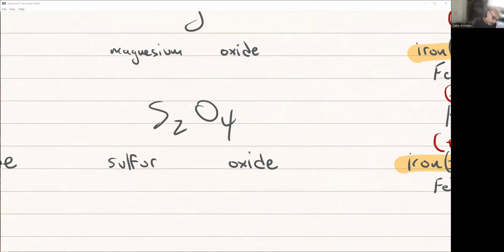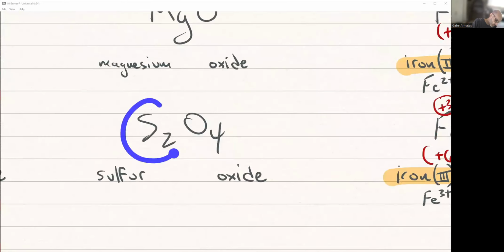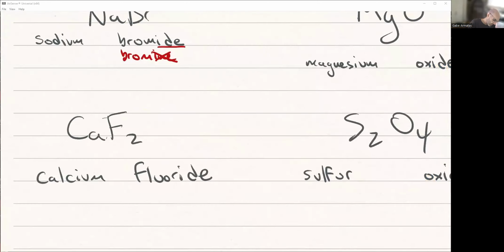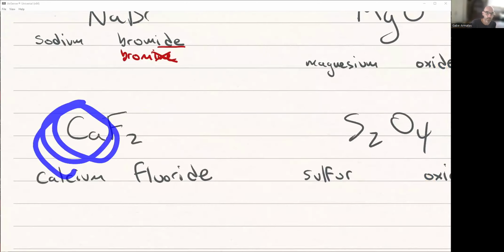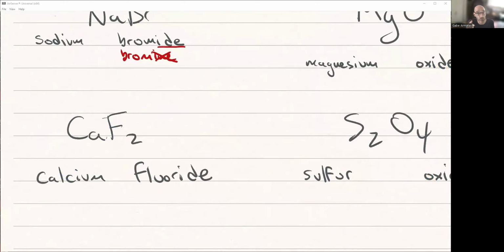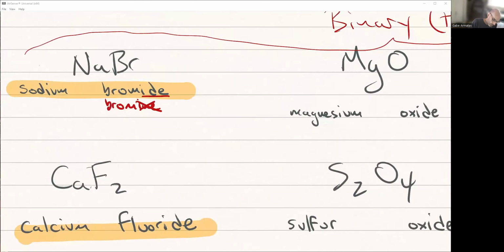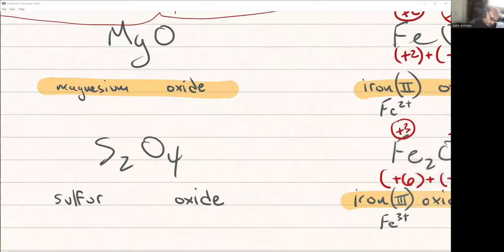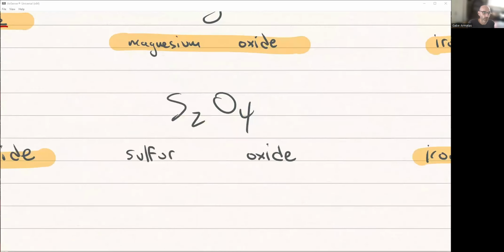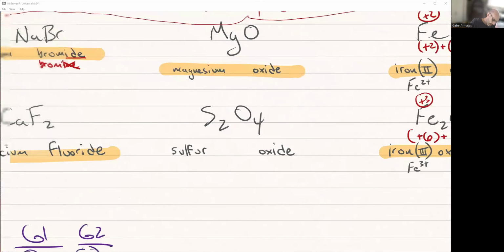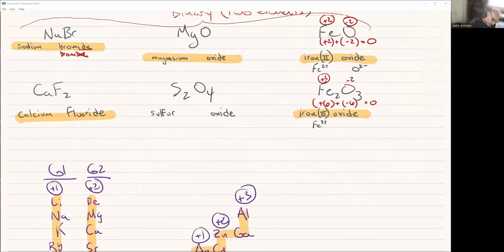Next up, sulfur. Is it a fixed charge? Well, first of all, is it a metal? No, sulfur is actually a non-metal. So we're going to come back to that one in just a second. And then finally, calcium. Is calcium a fixed charge? Yes, it's in group 2. So we're done. This is the proper name for calcium fluoride as well. So sodium bromide, magnesium oxide. So we've got all of those names except for S2O3. And so the last part of this, so these are the fixed charges.